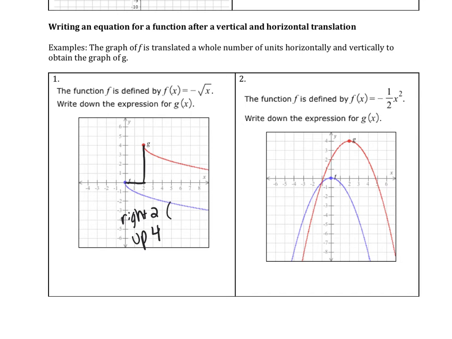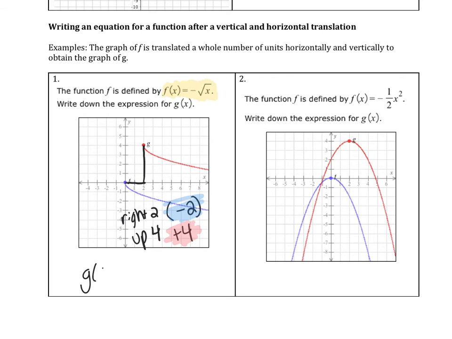So remember, a right 2 is opposite thinking, so that would be a minus 2 on the inside. And an up 4 would be a plus 4 on the outside of my equation, okay? So when I go to write my equation, I need to make sure I include these 2 things, and I need to look at what my original equation is, because sometimes it can be square roots, sometimes it can be parentheses, or even absolute values. So notice that my equation here is f of x equals negative square root of x.